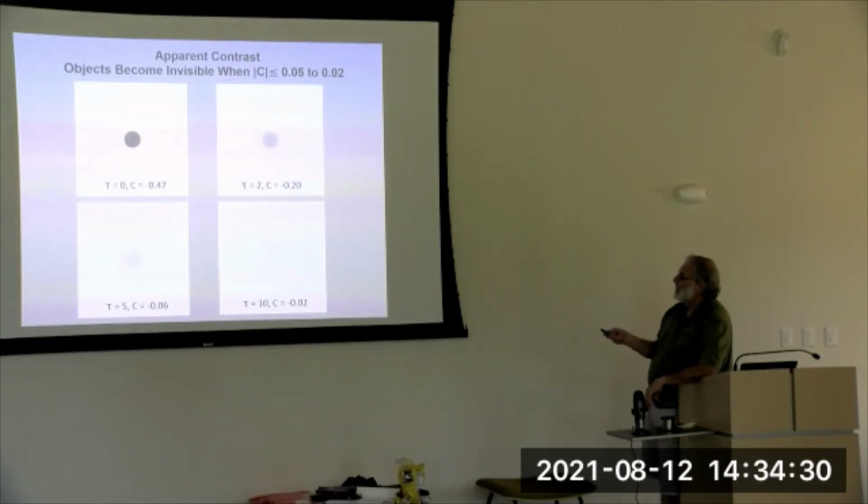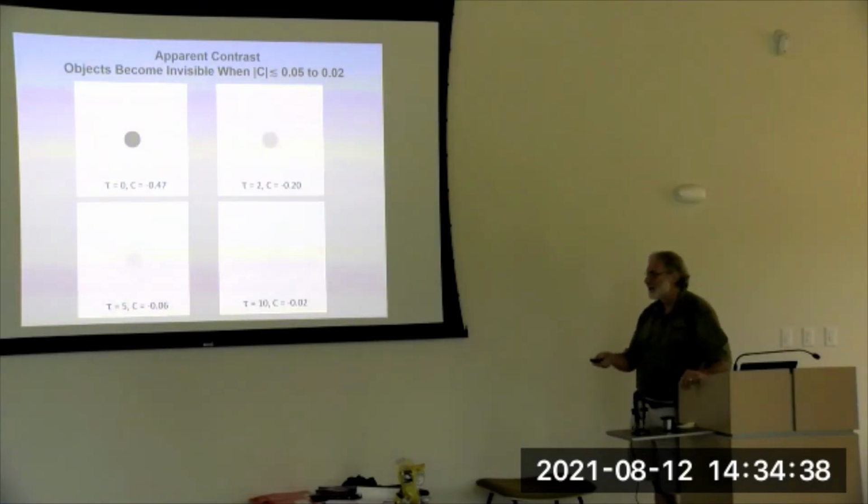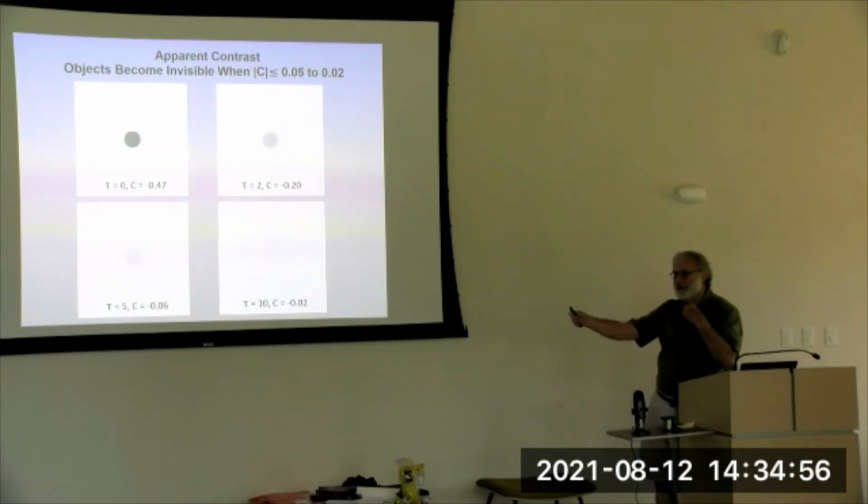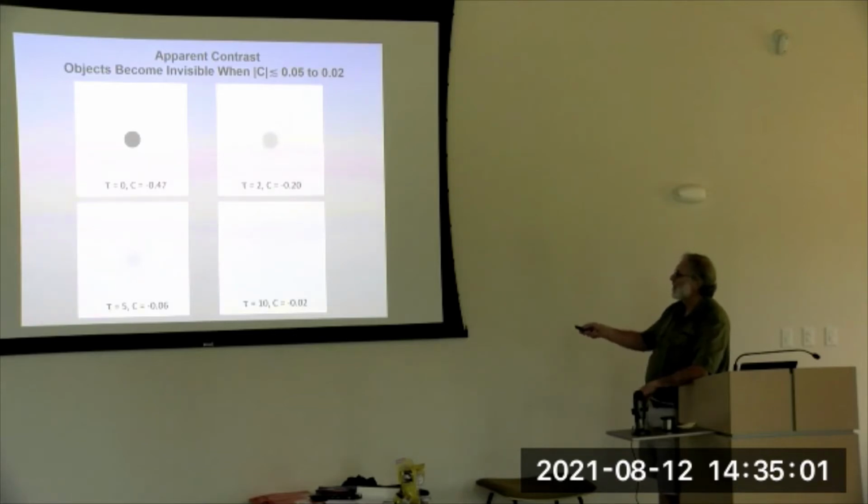Here's some examples. Here's a simulation of my background, and I put in a gray target. So think of a Secchi disk, for example. And for this particular thing here, it's not black, it's gray. Right up close at an optical distance of 0, the contrast was minus 0.47, minus because the target was darker than the background. Then I move 2 optical distances away. I can still see it. The contrast has gone from minus 0.47 to minus 0.2.